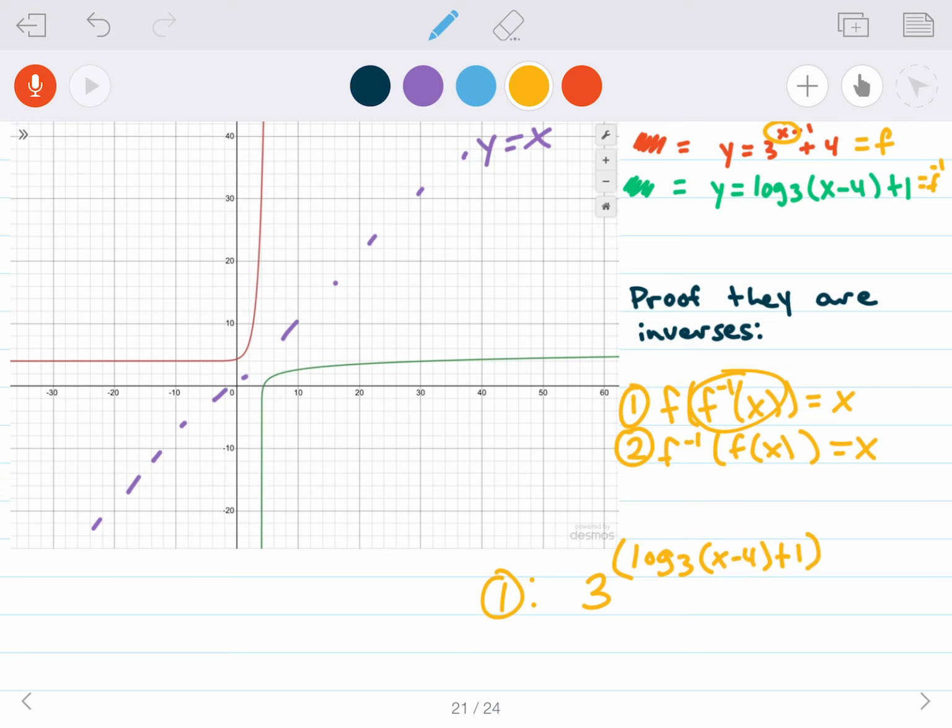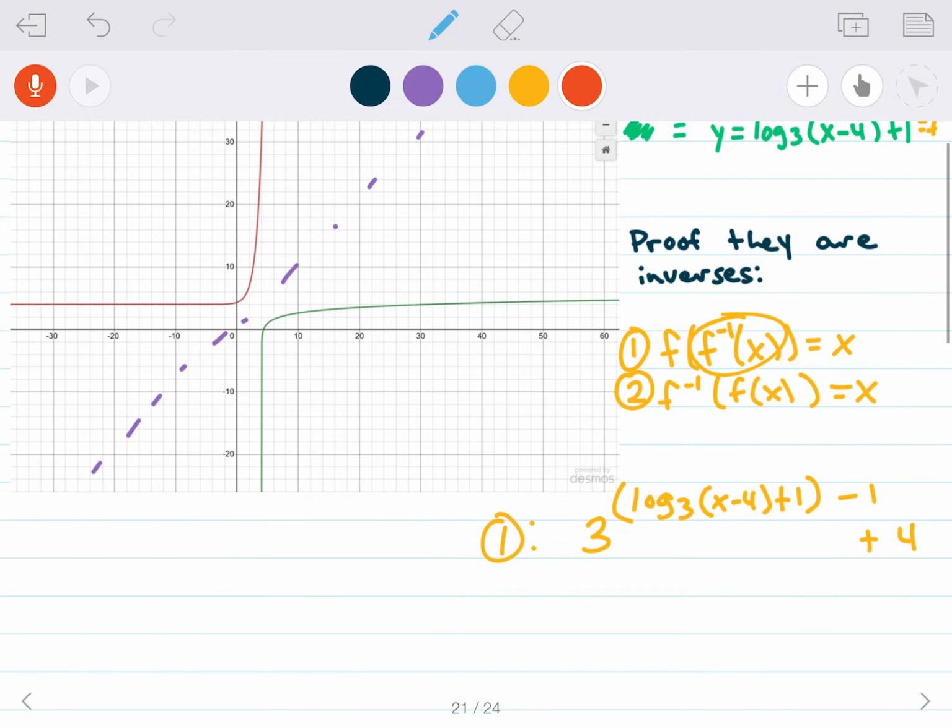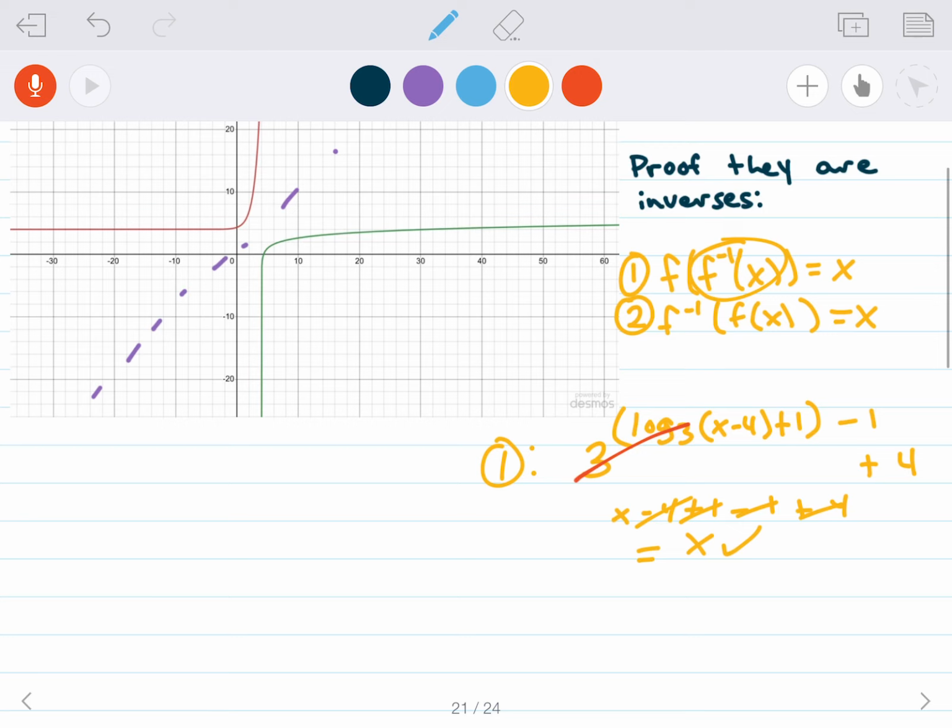And then we still have that minus 1 at the top plus 4. Okay, so that's f of f inverse. We're plugging in f inverse into the x in f. All right, so that guy cancels that, and we're just left with x minus 4 plus 1 minus 1 plus 4. Minus 4 plus 4, 1 minus 1, well, that just equals x. So that first condition is met.